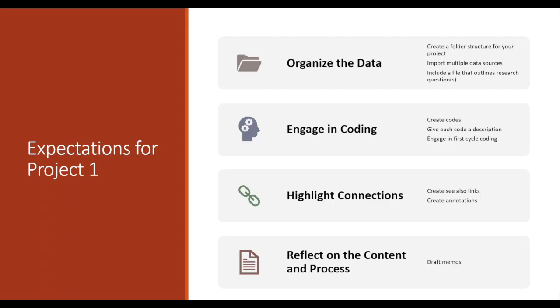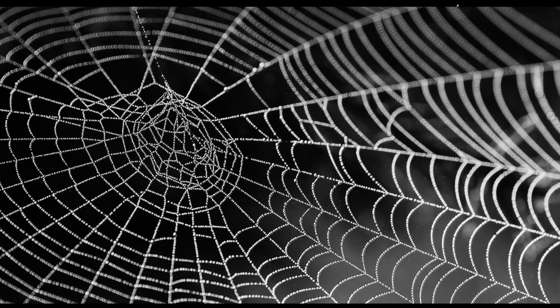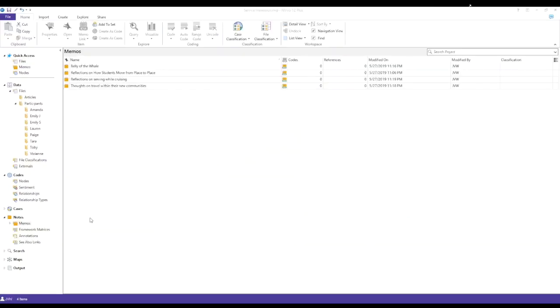The last thing I want to highlight for NVivo Project 1 is creating connections within your project. One of the important functions of qualitative data analysis is highlighting connections between elements within your project. Earlier in the video, I described the function of memos. There are two other types of connections that you can use within your project: annotations and see also links.